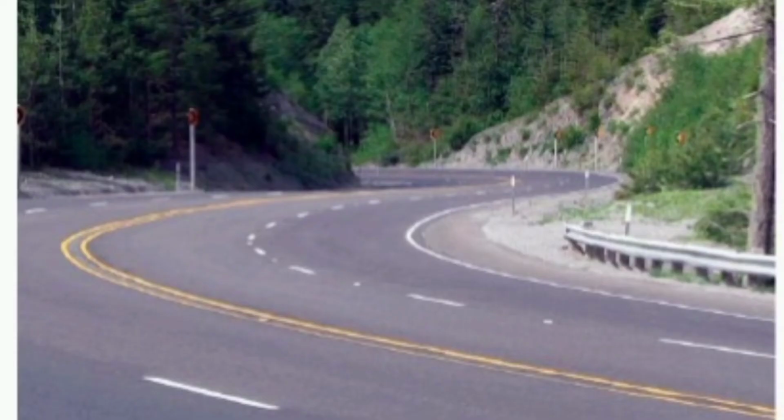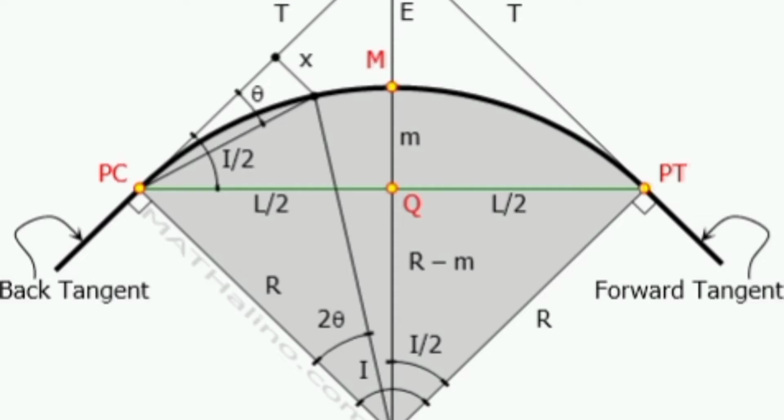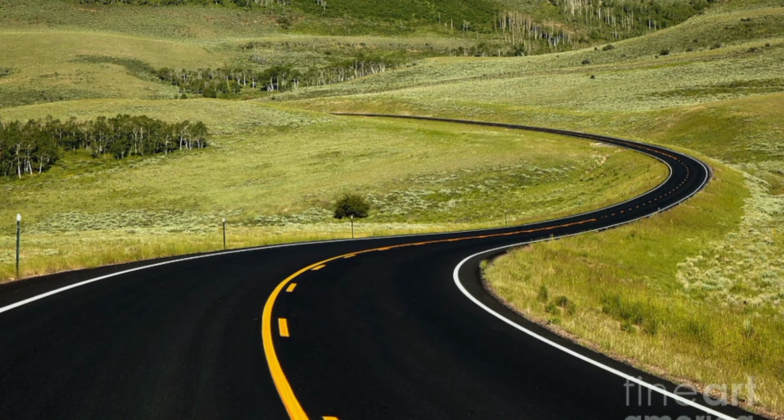A simple curve is an arc of a circle of finite radius that fits between two straight tangents, which further connect and bring about the deflection of the road through the angle theta. This is a real life example of a simple curve, as you see in the image.